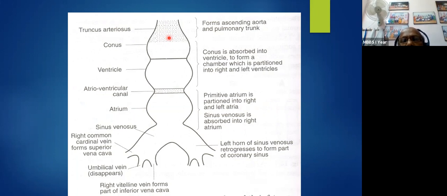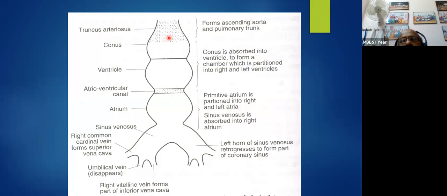So the function is entirely different. The function of your pulmonary trunk and your ascending aorta is entirely different. So that's why we need a septum here. Once the septum is formed, you will have separation of all these structures. That we are going to see in another one or two classes on the development of the heart.